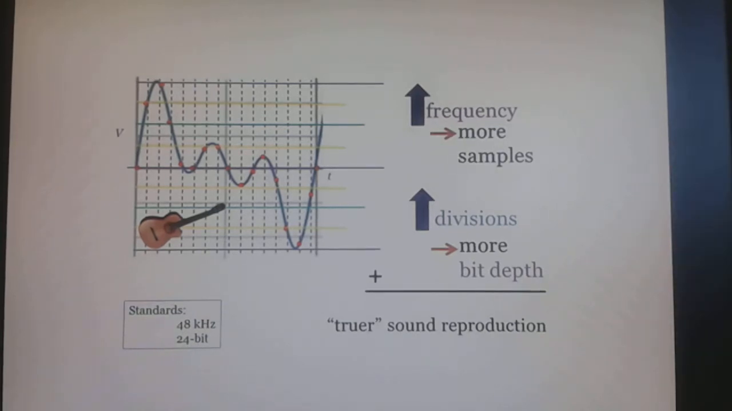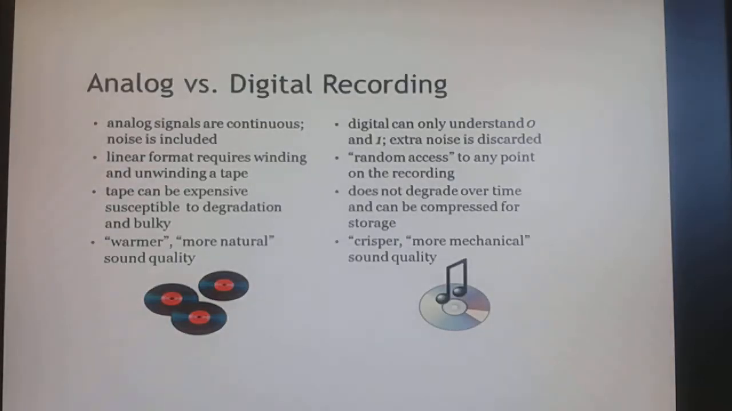So what does this mean in terms of recording in the studio? Here we have analog versus digital recording. An analog signal is continuous and noisy, while digital can only understand zeros and ones, and the extra noise is discarded. The analog linear formats require winding and unwinding a tape, while in digital there is random access to any point on the recording.